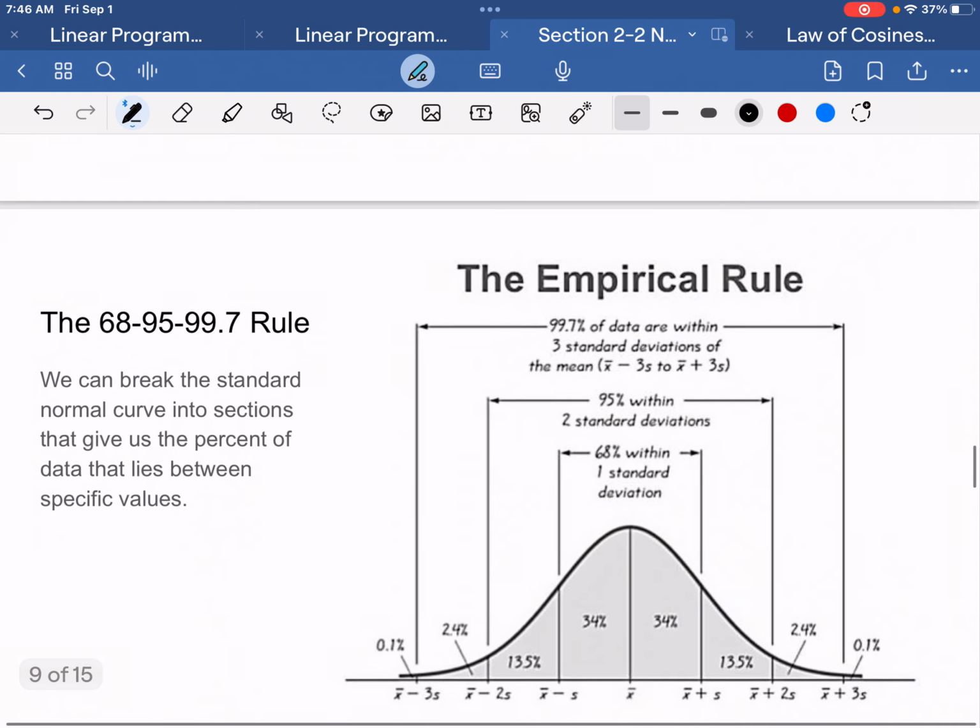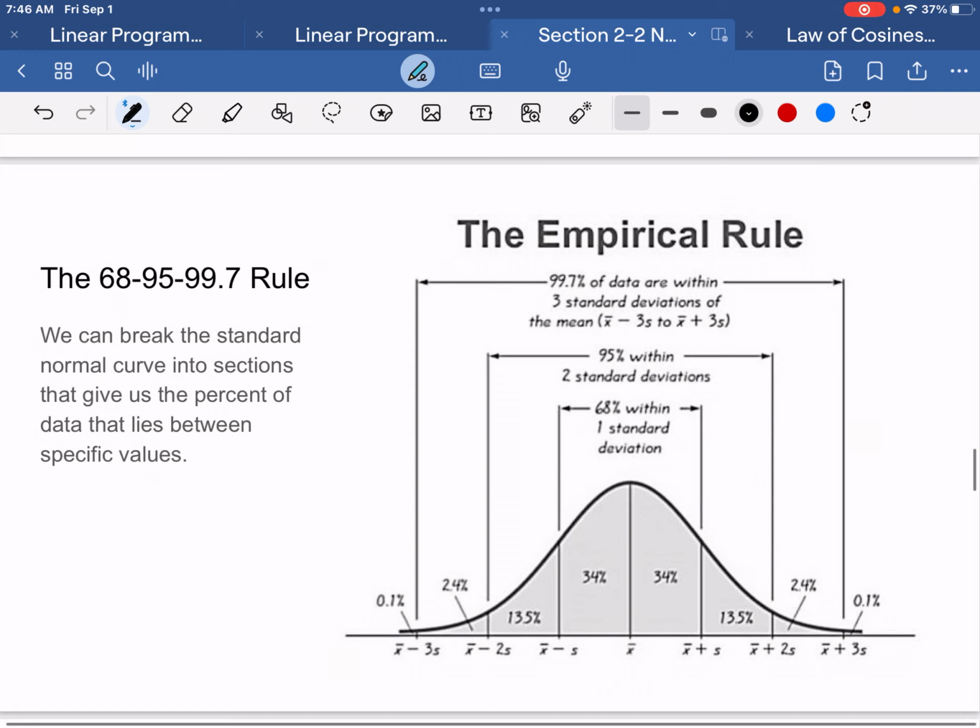Now on this slide, I encourage you to press pause and copy this into your notes or look at this on your handout very, very closely. You need to memorize this.